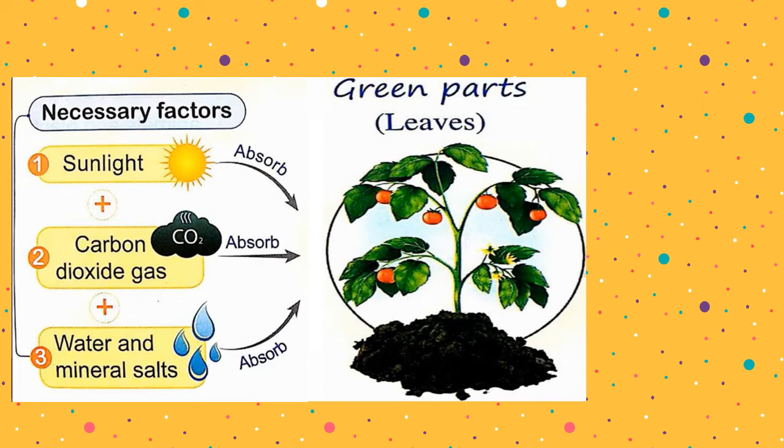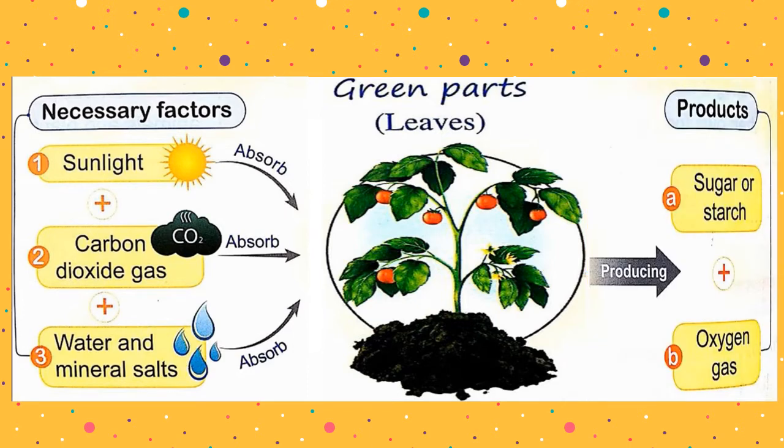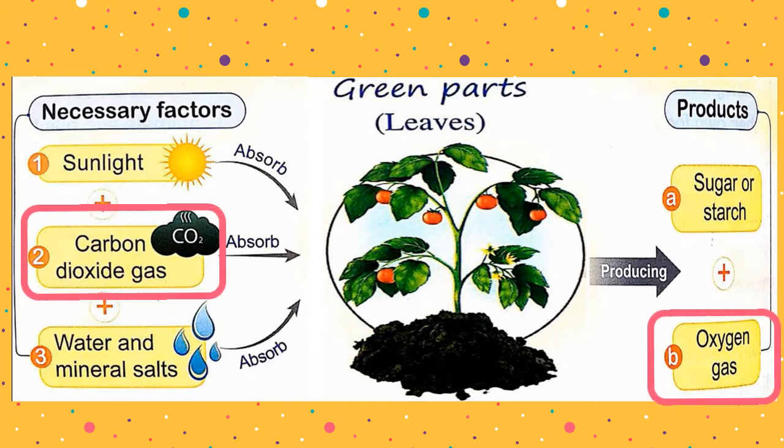So in the photosynthesis process, the plant absorbs three things: sunlight from the sun, carbon dioxide from the air, water and mineral salts from the soil. The plant produces its own food. Its food is sugar or starch, and produces another gas, which is oxygen gas. So in the photosynthesis process, the plant absorbs carbon dioxide gas and produces oxygen gas.